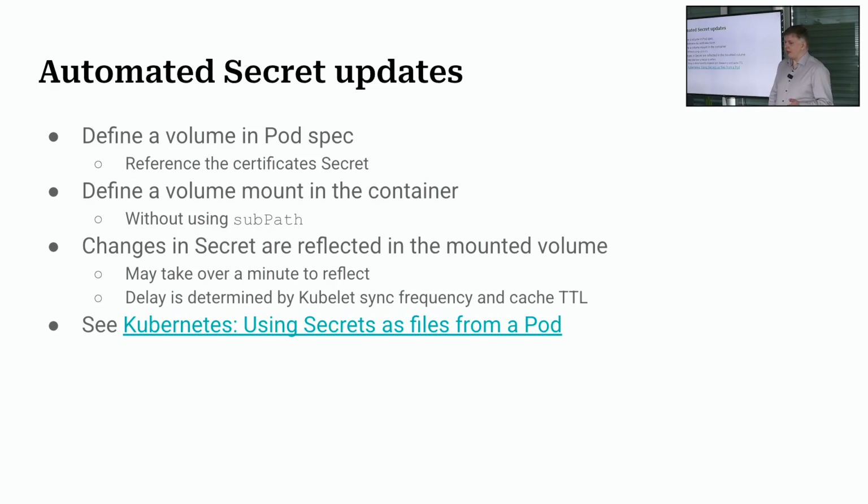And over time, the changes in the secret are reflected on the mounted volume. But it may take over a minute to get updated. So there is a delay determined by the kubelet sync frequency and a cache TTL. So it may take over a minute to be reflected on the pod. And this is described in the Kubernetes documentation pretty well.